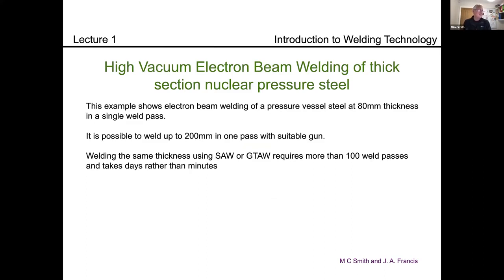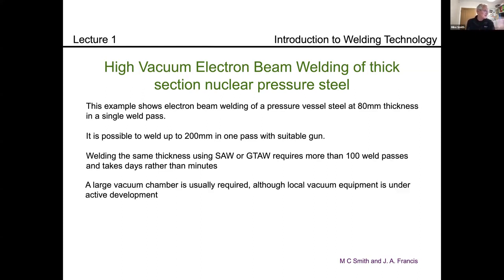Now, if you wanted to make the same weld, 80 millimeters wall thickness, in submerged arc or gas tungsten arc, you'd be talking about hundreds of weld passes, which means the weld takes days to make rather than minutes. That's the attraction of electron beam welding for thick sections. But a large vacuum chamber is usually required, although there is a lot of work being done to build local vacuum equipment that tracks round the outside of a large component while you weld it.